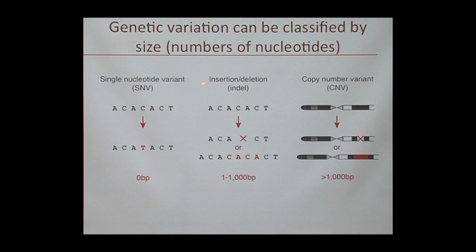Slightly larger than that, we have insertions and deletions. Here's a deletion, a little bit of DNA has been deleted, or an insertion, a little bit of DNA has been put in. And then larger than that, we have copy number variation. This is exactly the same concept, we just give it a different name to make things a little bit more confusing.